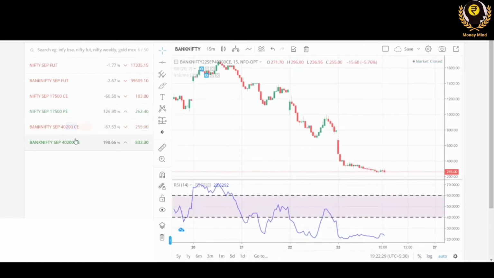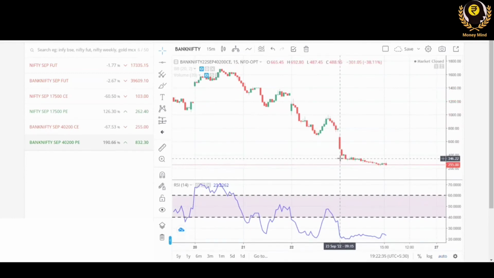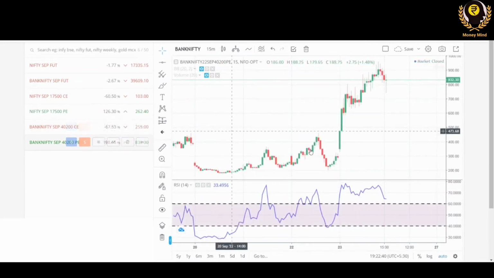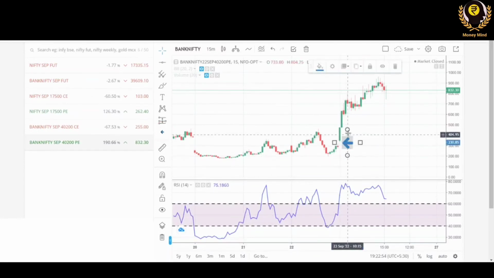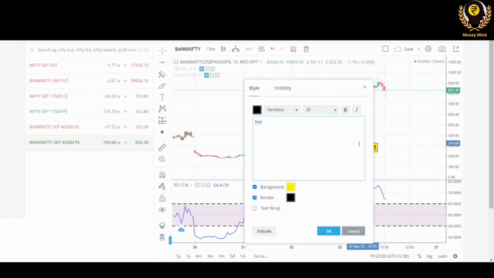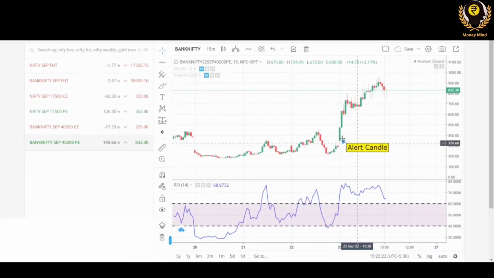I'll first check Bank Nifty call 40,200 option at 9:15. It is definitely trading below RSI 40, so no worries there. Now the put, at 9:15 it crossed and closed above RSI 60. So this is my alert candle.